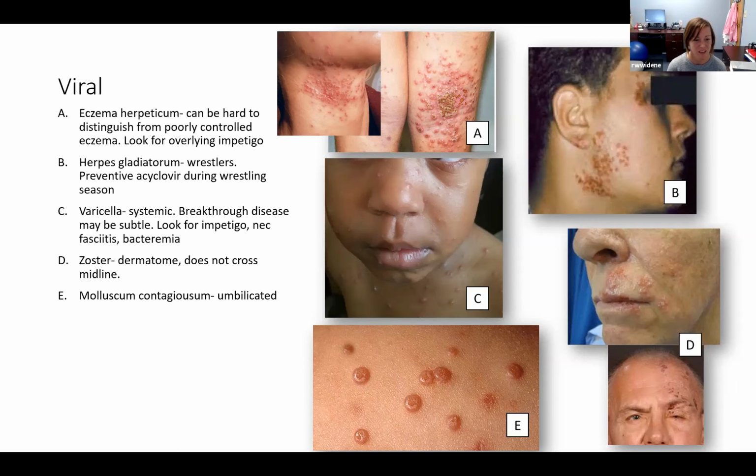And then the last viral one I just threw up was molluscum. This is our only pox virus that we see nowadays. It's not in the herpes family, it's in the pox family, and so it's going to look different. Look for these umbilicated lesions. See in that picture how nicely umbilicated they are? That's going to be your molluscum. Otherwise, they're benign.